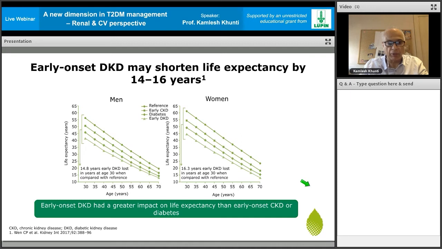I'm sorry, at the top is the reference point. Someone without any of these diseases, so they'd live to be about 85. But if you have DKD, you have about 14 to 16 life years lost, in men and women. So early onset of CKD at the age of 30 to 35, you lose about 14 to 16 years, which is quite drastic.